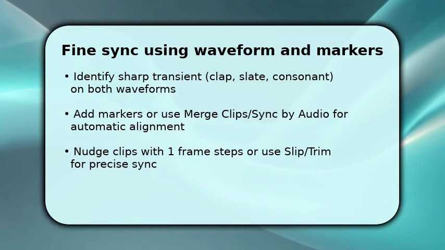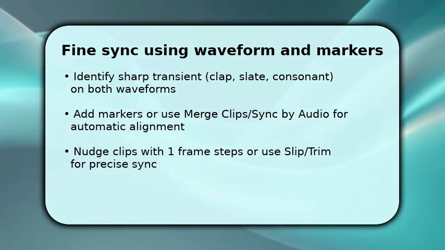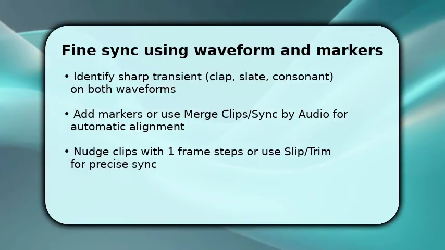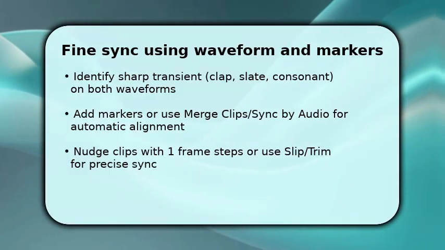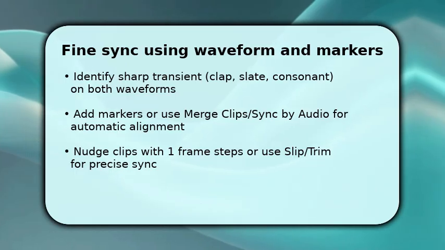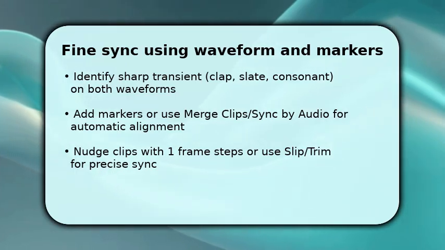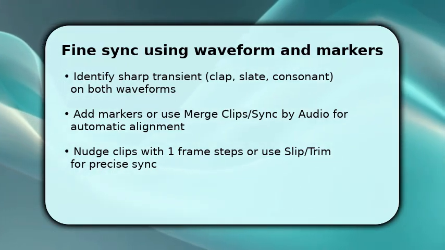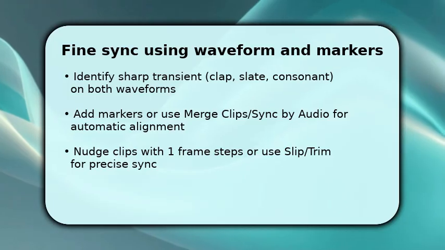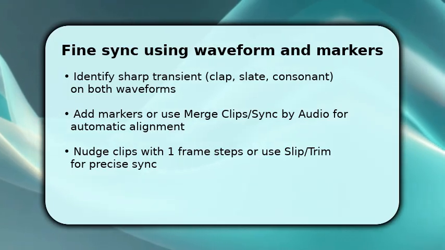Now focus on a distinct transient, clap, slate, or a hard consonant, so you have a single, repeatable point. That's essential for precision. Tap the M key to drop markers on both clips, or select both and use merge clips or synchronize by audio to let Premiere cross-correlate waveforms automatically.